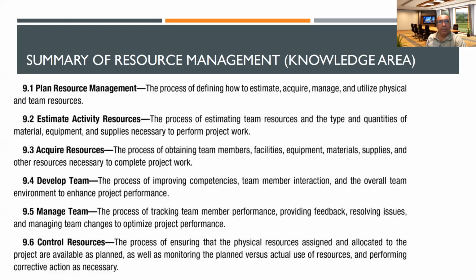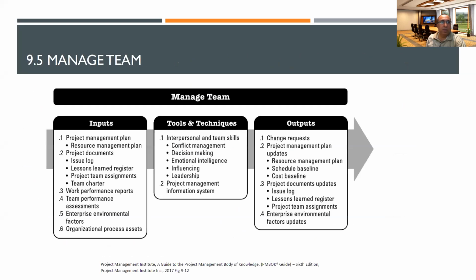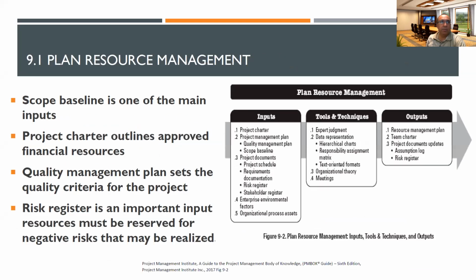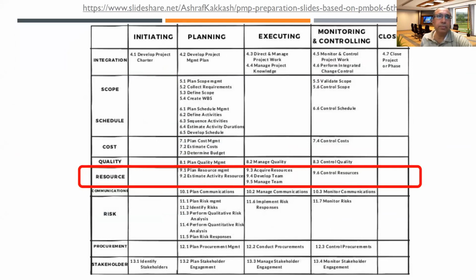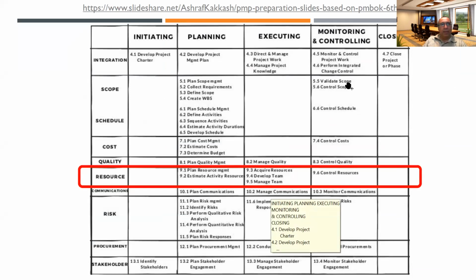So these were the 6 things here that we talked about. Any question on this? Any question on resource management? So these are the 6 things. Of course, planning and estimating is under planning. Under executing, you have acquire, develop, manage the team. And then under monitoring and controlling, of course, you have control resources.